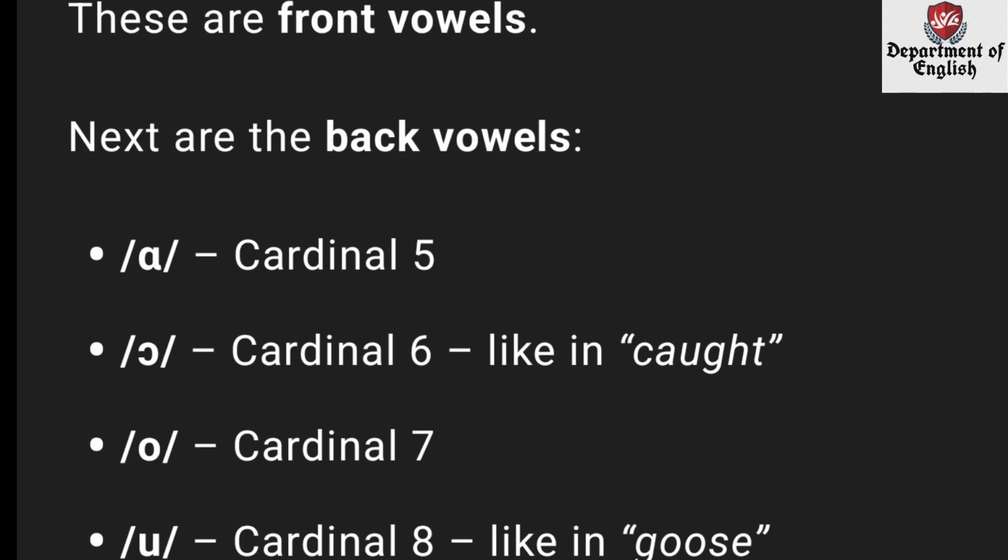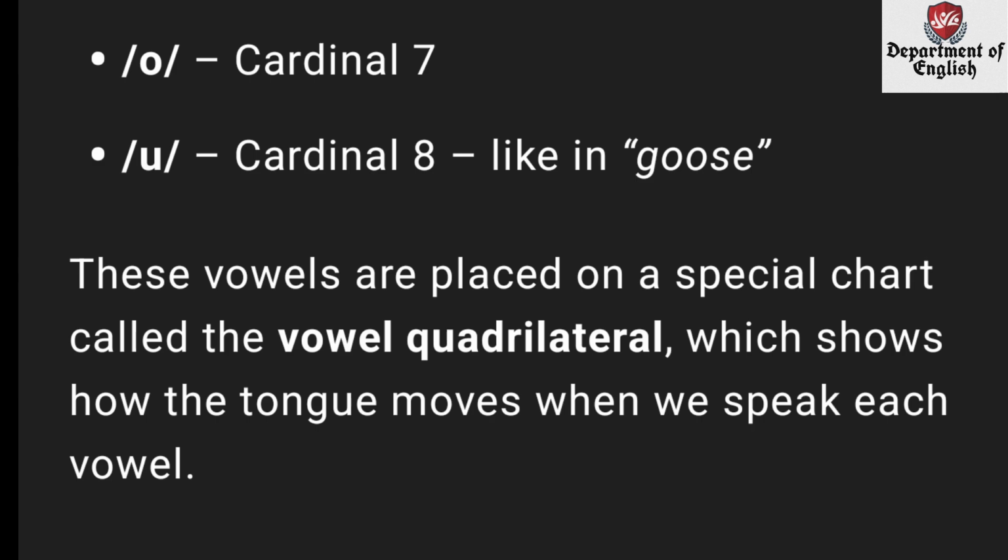Cardinal 5, O. Cardinal 6, like in court. Cardinal 7, U. Cardinal 8, like in goose. These vowels are placed on a special chart called the vowel quadrilateral, which shows how the tongue moves when we speak each vowel.